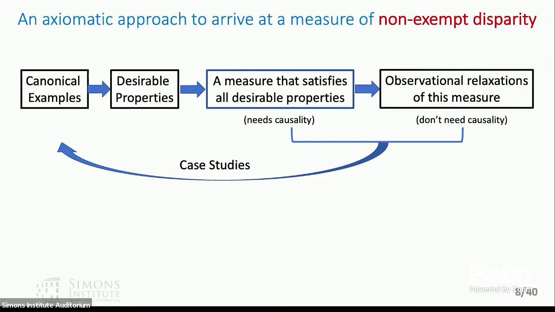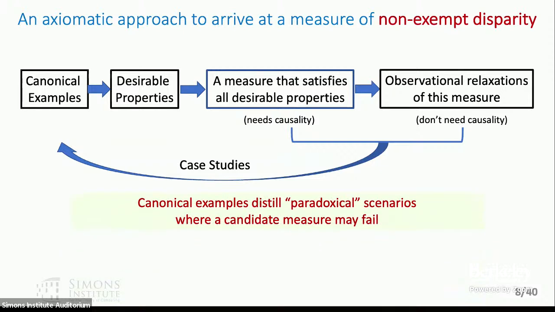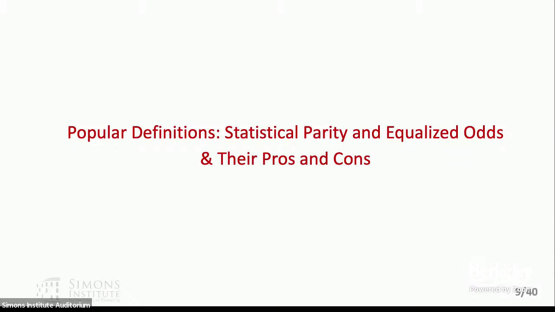Now, the significance of this approach is that these canonical examples really distill some paradoxical scenarios that can arise often in the context of, say, hiring, where a candidate measure may fail to correctly capture what we would intuitively like to capture in a measure of non-exempt disparity. And in doing so, we also expose the pros and cons of several candidate measures. So I'll start with some popular definitions of fairness, that is, statistical parity and equalized odds, and discuss their pros and cons.